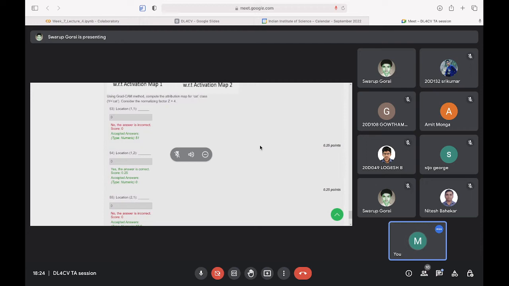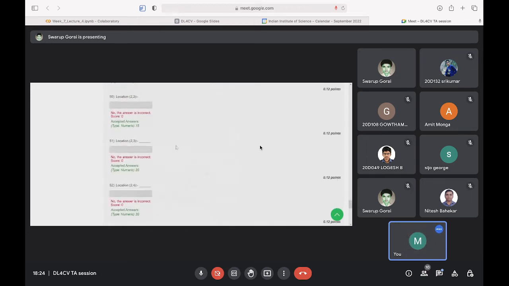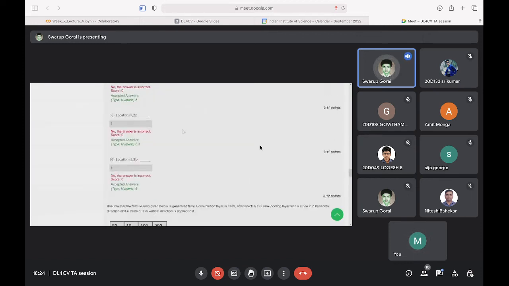Yes, this was there in the gradients, so you just had to apply that formula from Grad-CAM. Get the source, and please look into it.